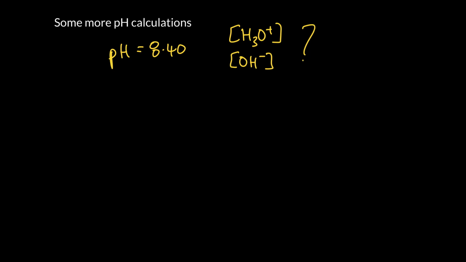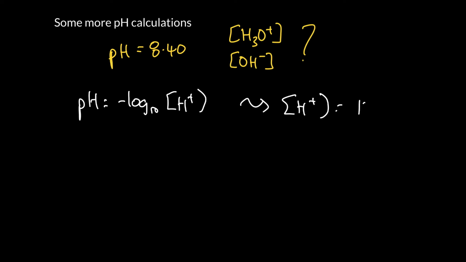So here's where we've got to go back to definition. So we know pH is the negative base 10 log of the H plus concentration. So we can manipulate this and show that the H plus concentration is 10 to the minus pH. So for instance, if we want to know the H plus concentration of our sample here, it would be 10 to the minus 8.40. Now, here's where we have to keep track of significant figures.